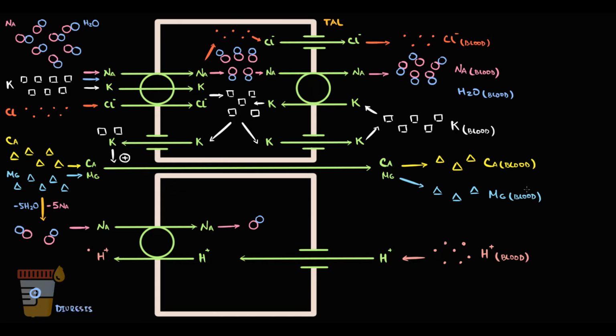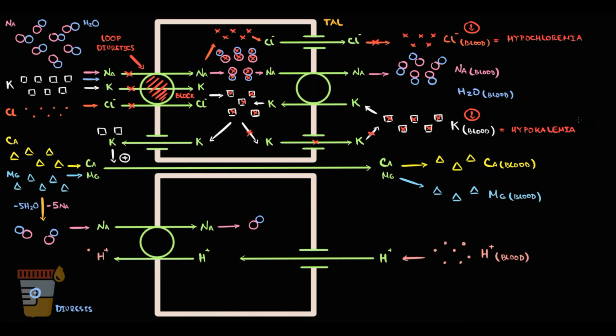Loop diuretics block the sodium-potassium-chloride cotransporter. Blockage of this transporter causes a decrease in reabsorption of sodium, water, potassium, and chloride. With the decrease in reabsorption of chloride, the income of chloride molecules into the blood decreases, which potentially can cause hypocalcemia. A decrease in reabsorption of potassium molecules results in a decrease in income of potassium into the blood, which potentially can cause hypokalemia.